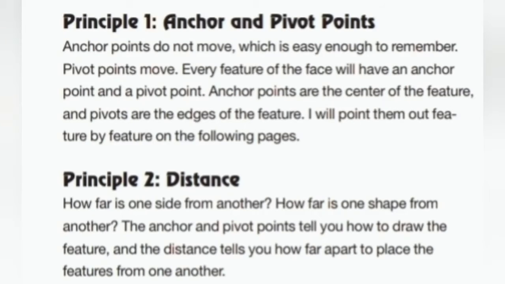The first principle: the anchor will not move wherever it's required, and then distance will be planned, where the anchor should be, where the pivot points should be, and how much distance should be there in the caricature. The further features we'll see later, but to draw a caricature, the main thing is anchor and pivot points. These are the two principles. It's very major and we should use it for the caricature.